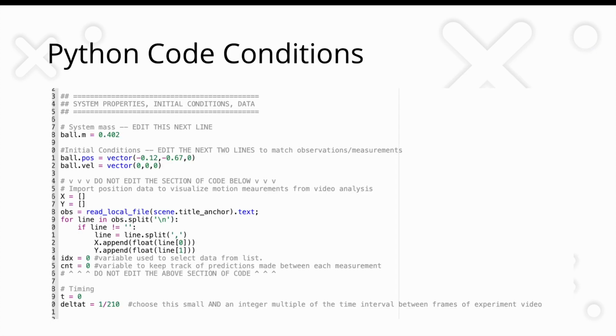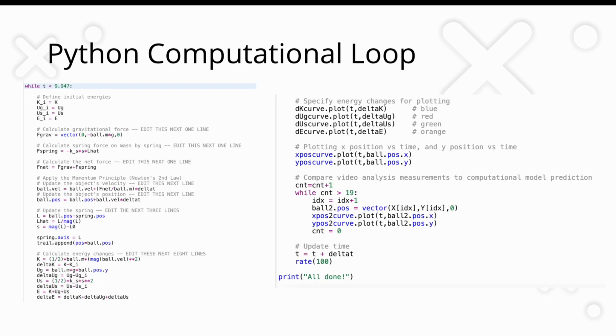So in this, you can see our Python code conditions. We translated those initial conditions from the tracker model into Python. So our mass is the same, initial position is the same, and velocity is the same. But the Python code is just going to model it under ideal conditions. So this is our computational loop.